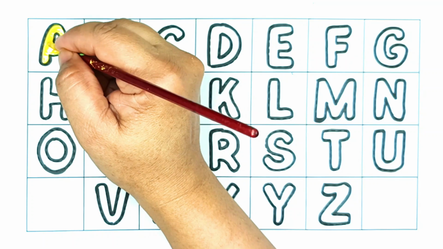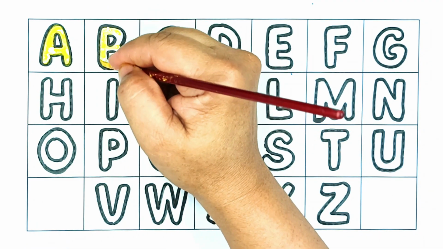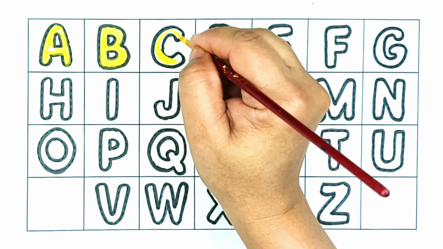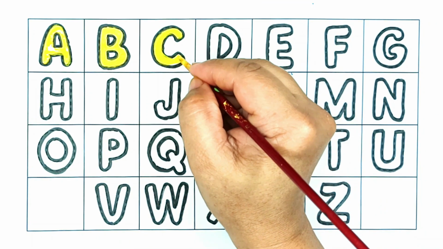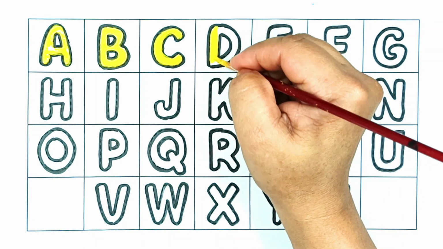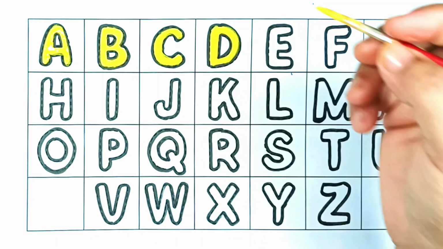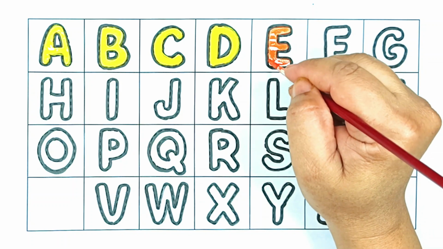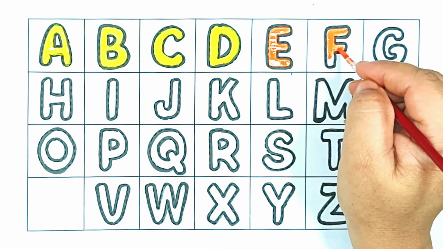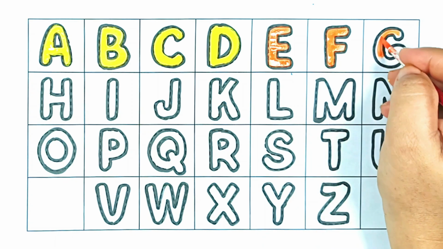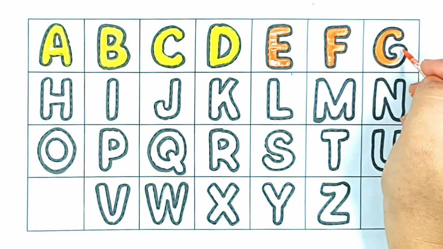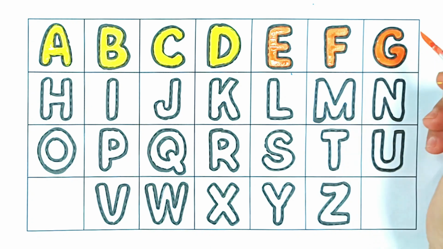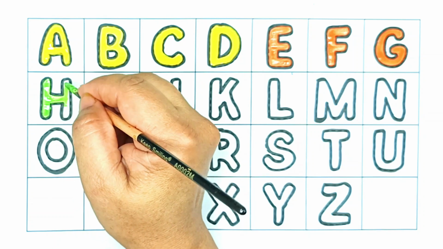A for apple, A for apple, B for ball, B for ball, C for cat, C for cat, D for doll, D for doll, E for egg, E for egg, F for frog, F for frog, G for glass, G for glass, H for hat, H for hat.